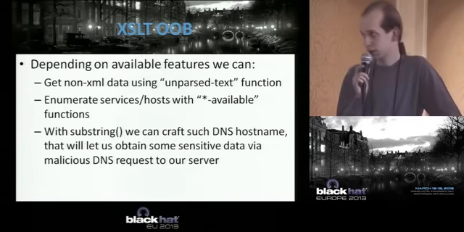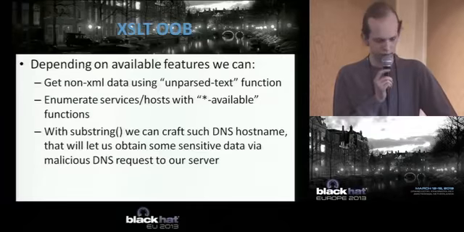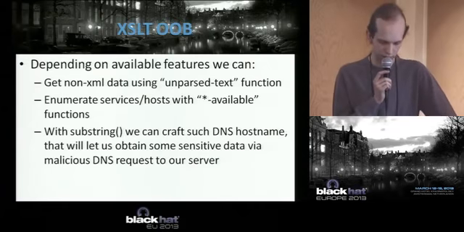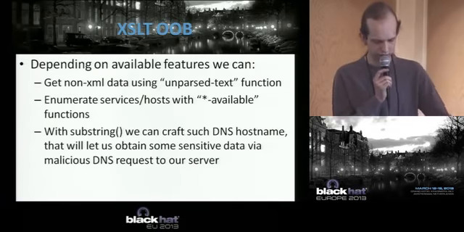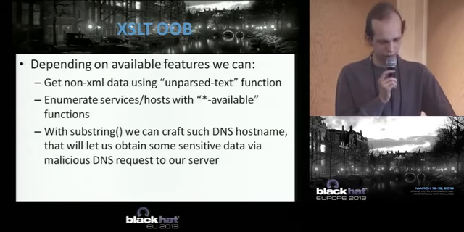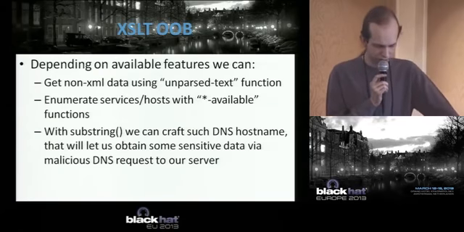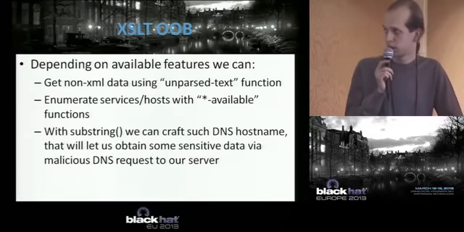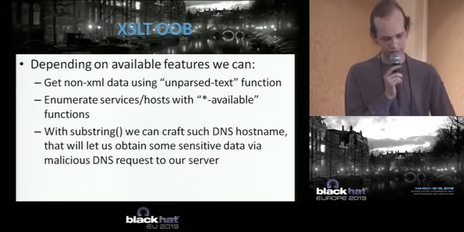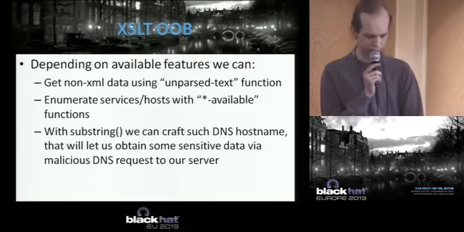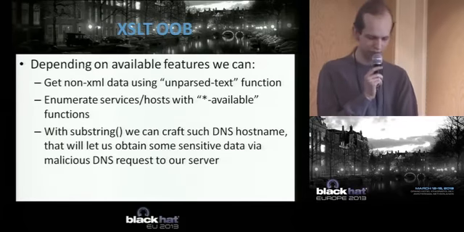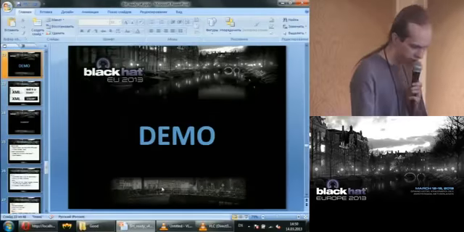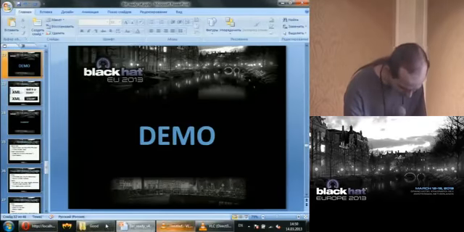We can enumerate services and hosts with functions like document-available or unparsed-text-available. And different conversions give us the possibility to convert characters that can be sent in a URI with their hex values, for example. And some days ago, there were proposals to XSLT 2.0 that give the possibility to read binary files. So in some time, we can read even an SQLite database and so on. And now a demo illustrating XSLT with DNS requests.